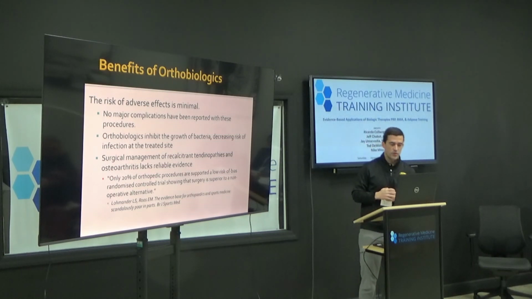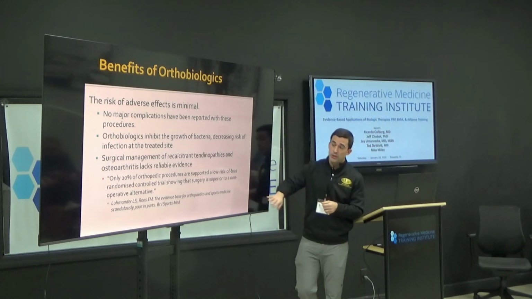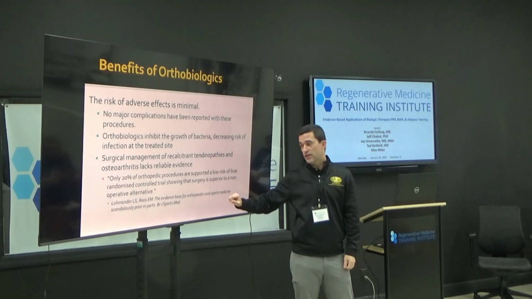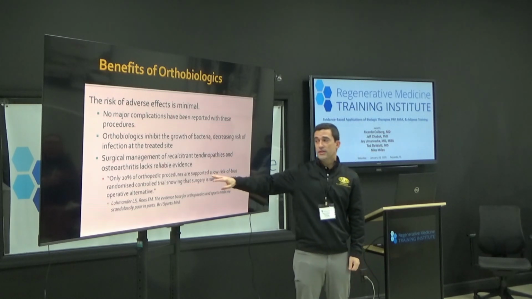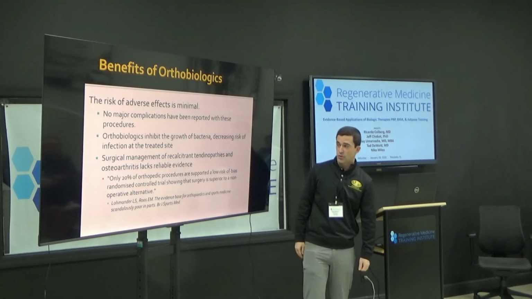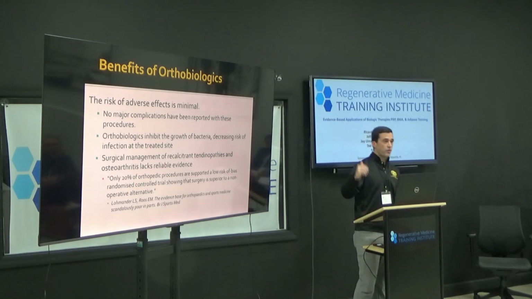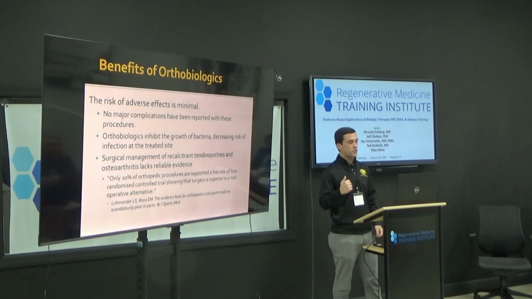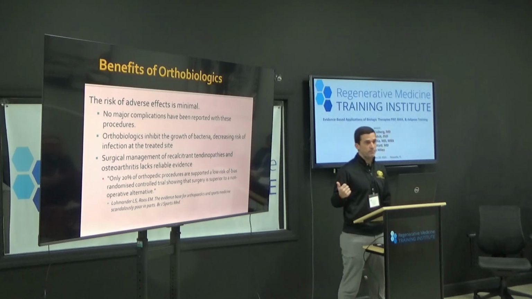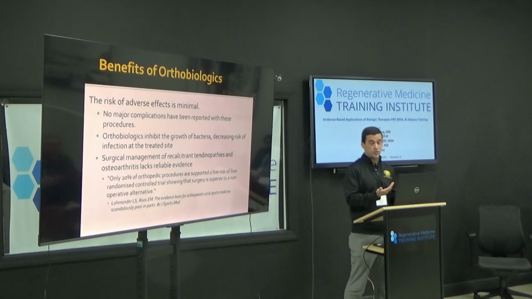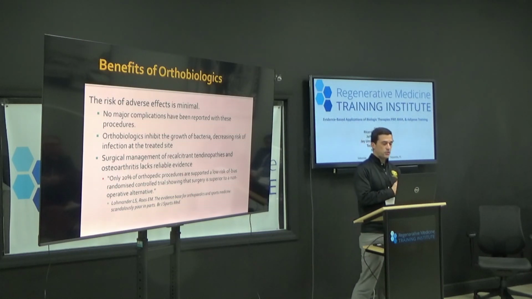It's interesting, so this was another study that was published by the British Journal of Sports Medicine, and in their study they found that only 20% of orthopedic surgery procedures are supported by low risk of bias randomized controlled trials, showing that surgery is superior to non-operative treatment. So in other words, there's a lot of things we're doing, in fact most things that we're doing from a surgical standpoint, that have some sort of bias.